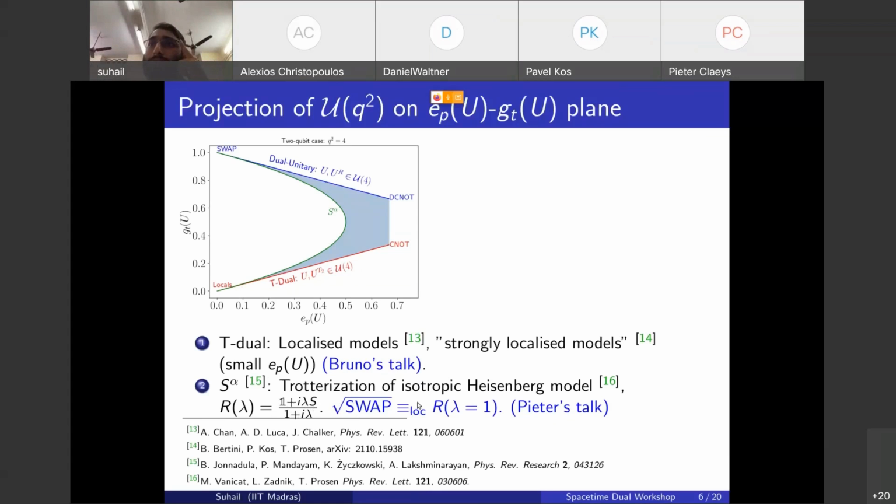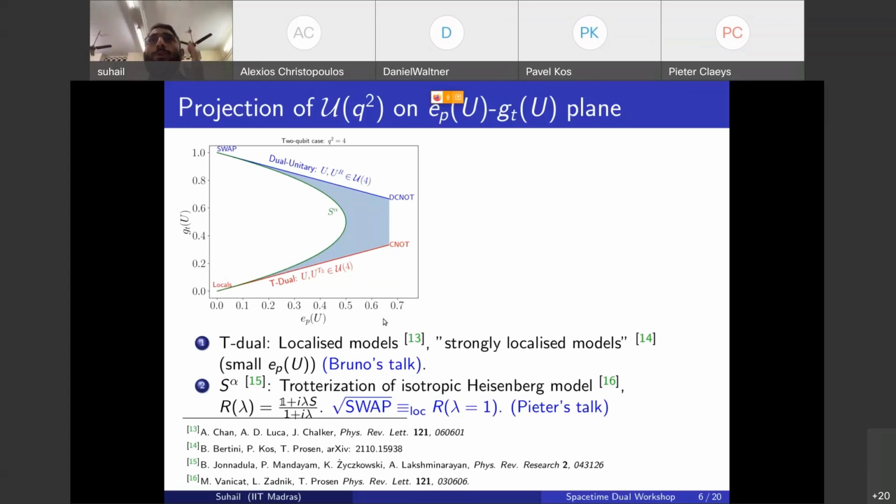And we saw in Peter's talk this nice recent work by Google, where they have taken the square root of the swap gate. So square root of swap corresponds to lambda equal to 1 in this case, which we saw in Peter's talk also. So I'm just relating how these different boundaries which appear in the 2-qubit case are used in different many body contexts and settings.